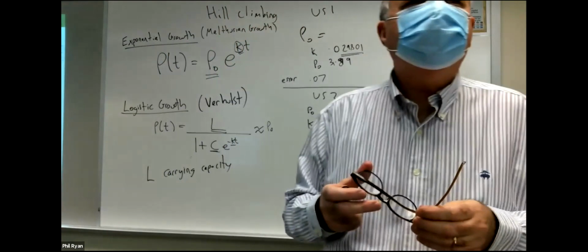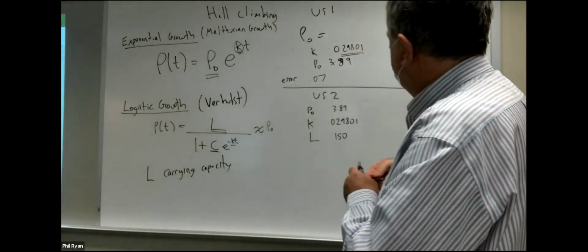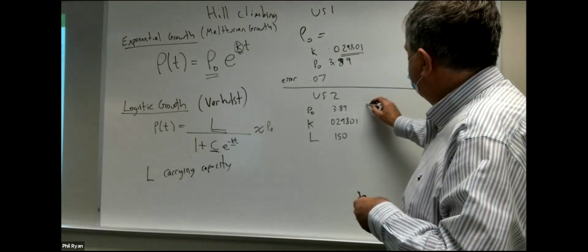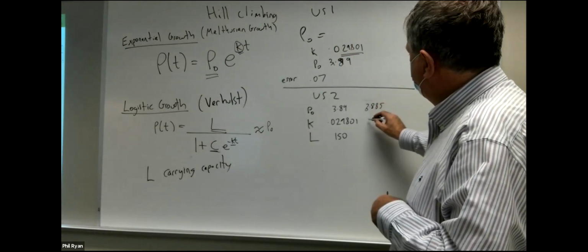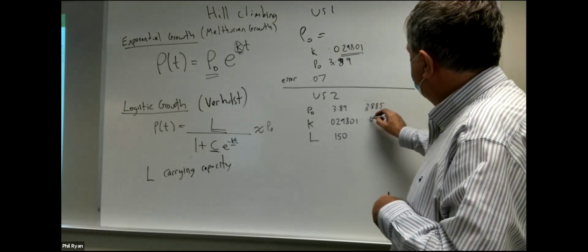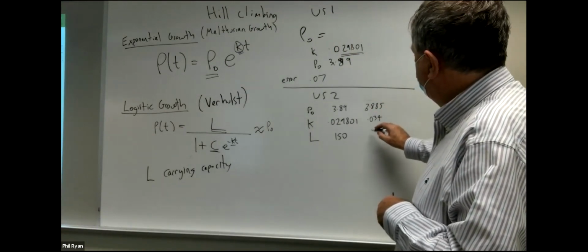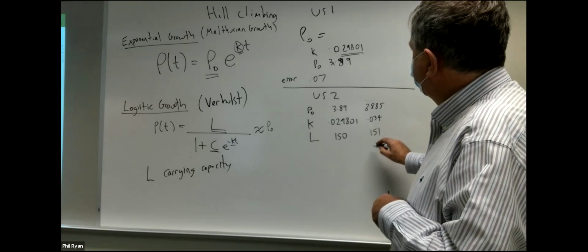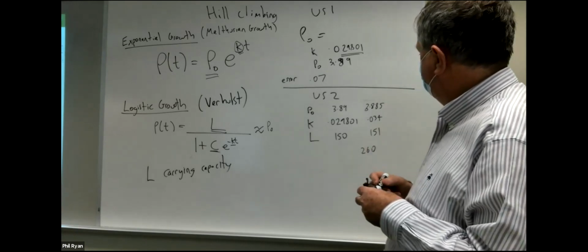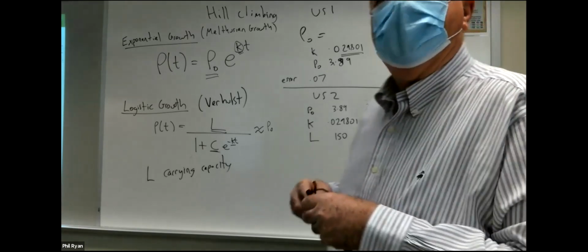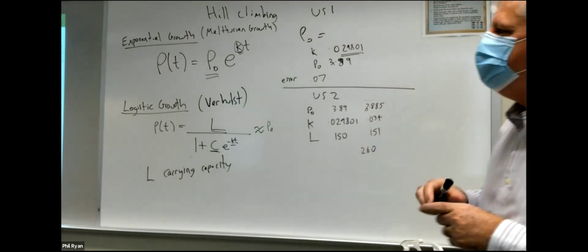Someone yell out when they've got under 1,000. So what did you get? For P0, I had 3.885. Okay. And for K, I had 0.3034. Yep. And for L, I had 150. And what's your error? It was like 260. 260? It's like 259 point something. Okay. You can make it a little bit better. So everyone go there and play with it a little bit more.